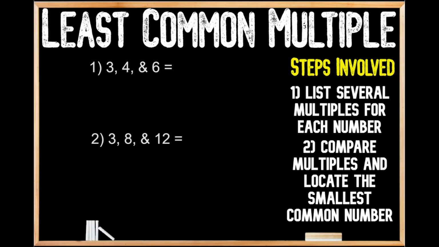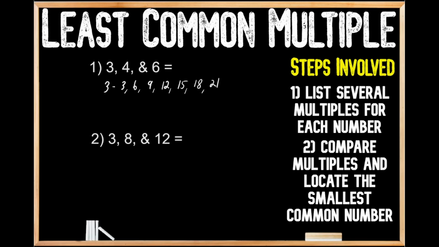So in question number 1, we're being asked to find the least common multiple, or the LCM, for the numbers 3, 4, and 6. Now looking over to the right-hand side with our steps involved, we can see that the first step is to list several multiples for each number. So let's start out by listing some of the multiples of 3. We have 3, 6, 9, 12, 15, 18, and 21.